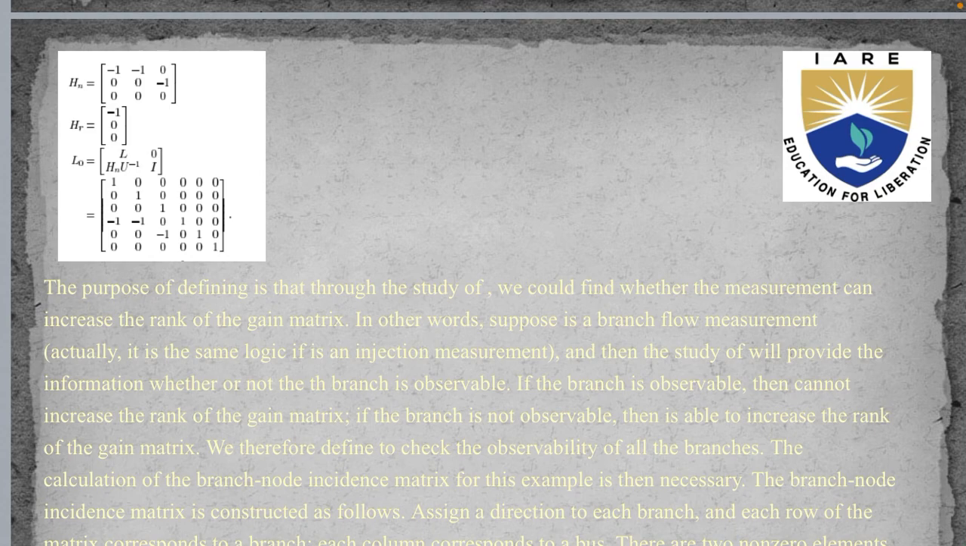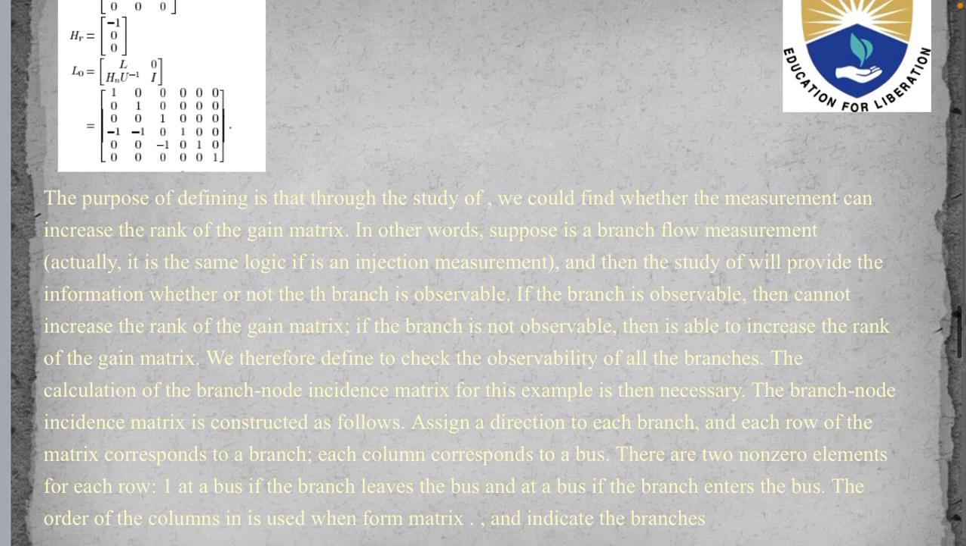The purpose of defining this is that through the study of it, we can find whether the measurement can increase the rank of the gain matrix. Suppose it is a branch flow measurement; actually it is the same logic as the injection measurement. The study will provide the information whether or not the branch is observable. If the branch is observable, then it can increase the rank of the gain matrix. If the branch is not observable, then it is not able to increase the rank of the gain matrix.